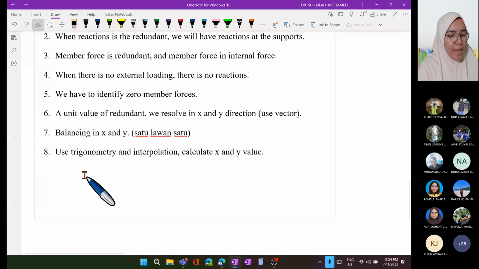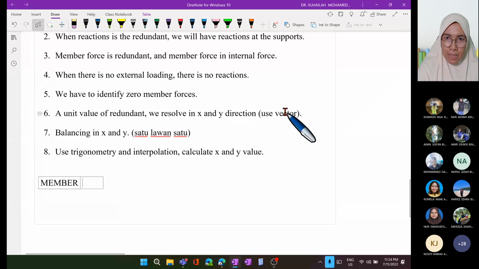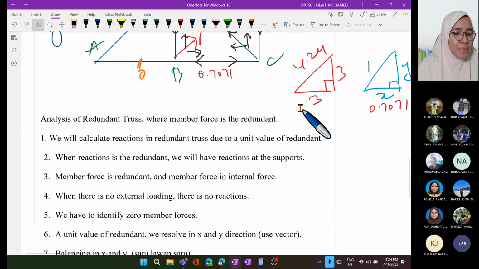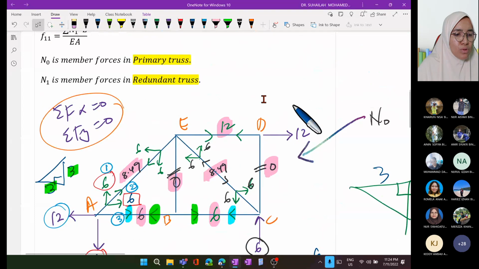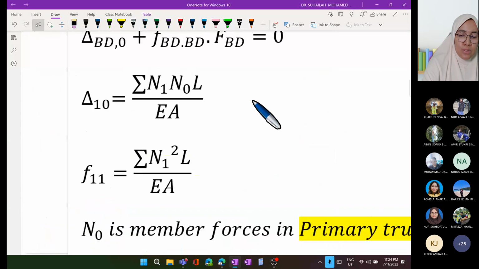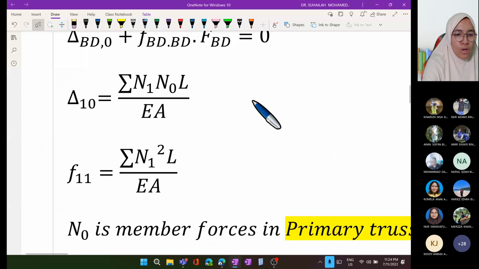Okay, so member, we have member table ni, kalau table for beam and frame, kita buat table tu because kita nak summarizekan all the moment equation. Okay, table in truss because we want to find total ni. So table kita buat because of this.